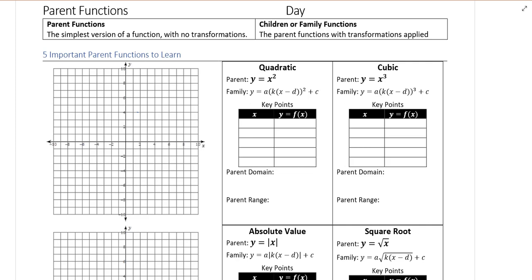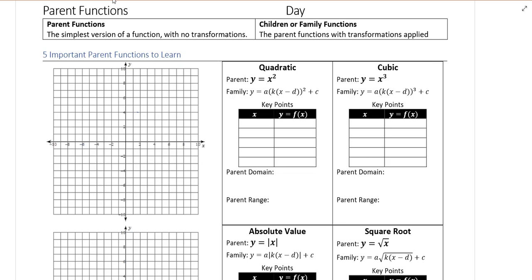So what is a parent function? A parent function is the simplest version of a function. There's no transformations on it, right? So that's what I got written right here. So let's start with y equals x squared. Y equals x squared is a quadratic. We've hopefully seen this one before.